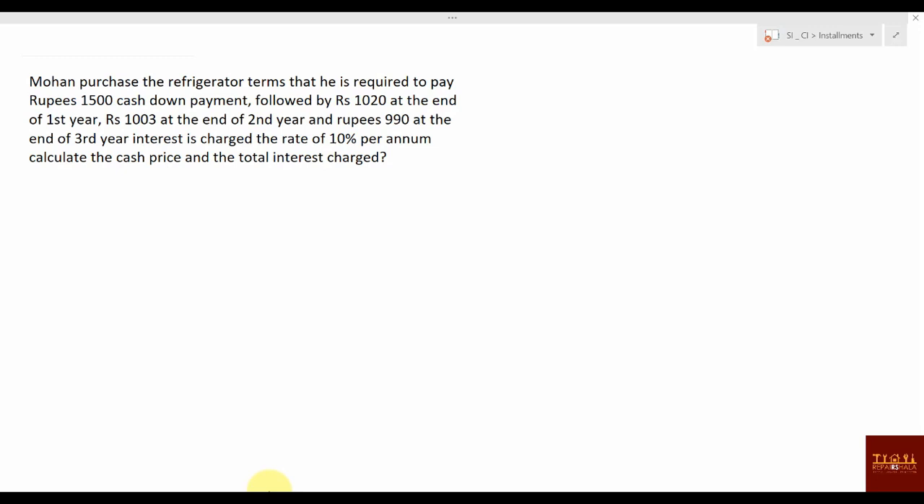How will you find? Okay, I would say, when I'm talking about the first year, 1 year, 2 years and 3 years. 10% rate of interest means what? 1 by 10. It means in 1 year it will become 10 to 11. Now, in 2 years it will become 100 to 121. And in 3 years it will become 1000 to 1331.